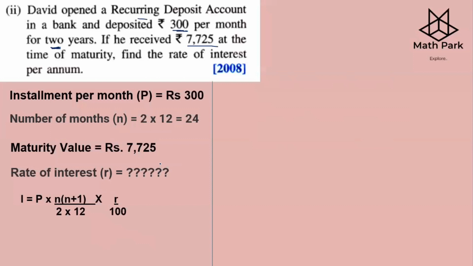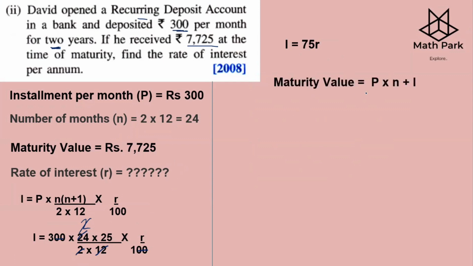We use the interest formula. P into N in bracket N plus 1 upon 2 times 12 into R by 100. So 300. So we have 12 twos and then 2 and 2 got cancelled. These 2 zeros got cancelled. 25 threes we get 75. So this is how we get I is equal to 75 R.